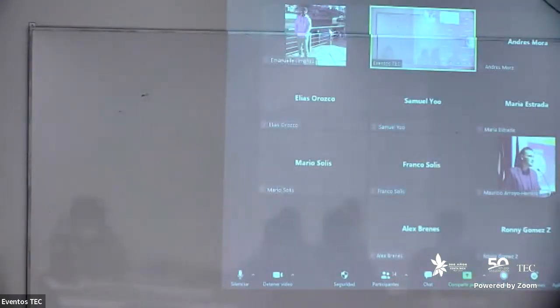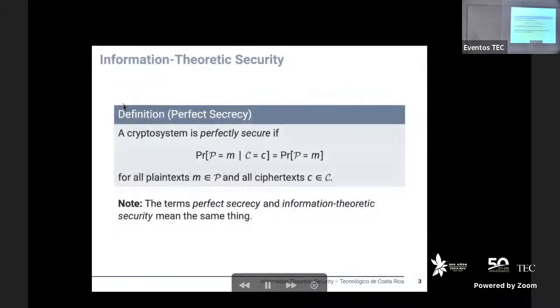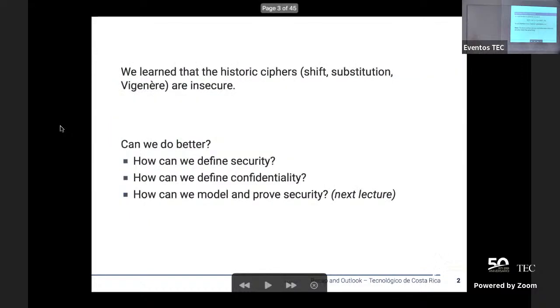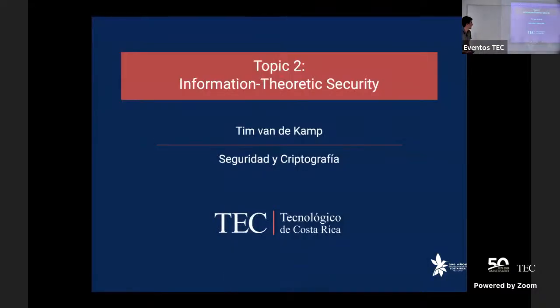Stop this screen sharing and start this presentation. And now start screen sharing again. So hopefully this is, yes, this is online.